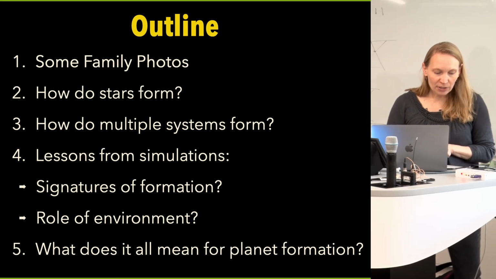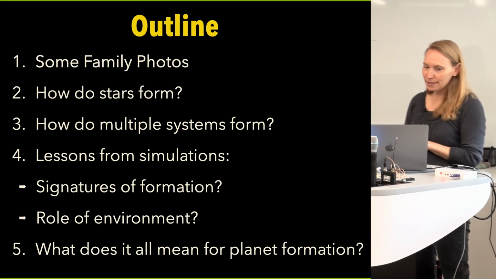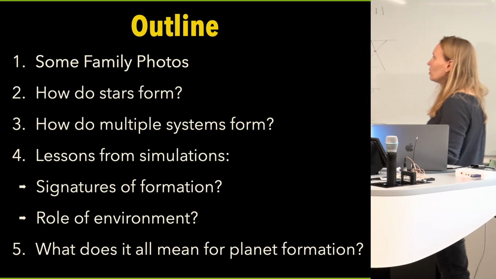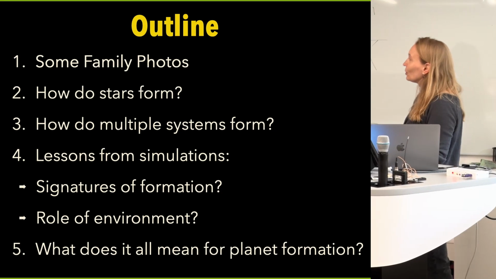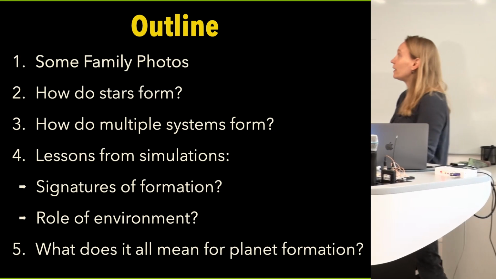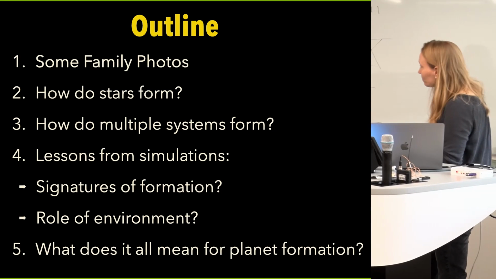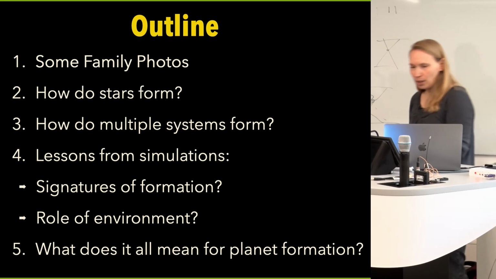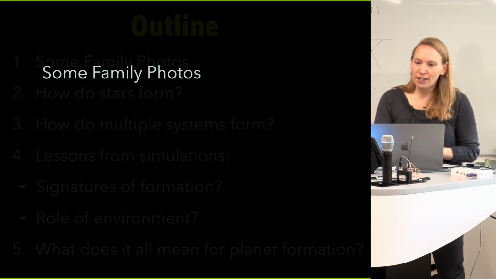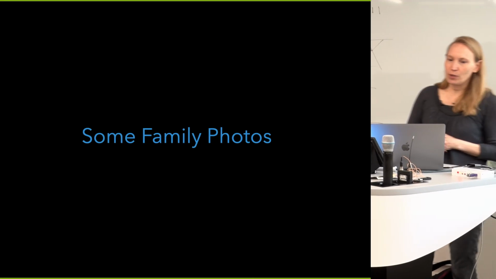My background is in computational astrophysics and in star cluster formation. So I will talk about some of my work in what we are able to learn from the simulations that we can't maybe directly access from the observations. And then I will close on what does it all mean for planet formation. So let's start with some family photos.